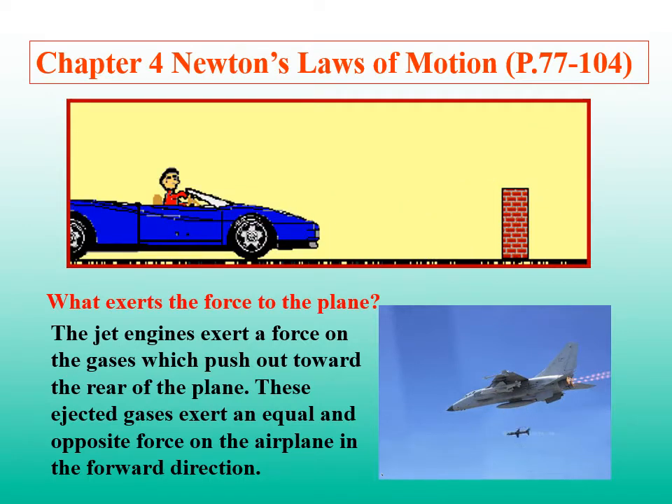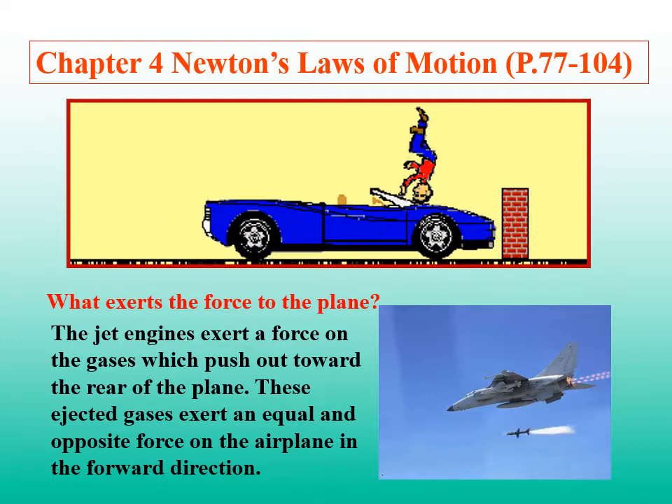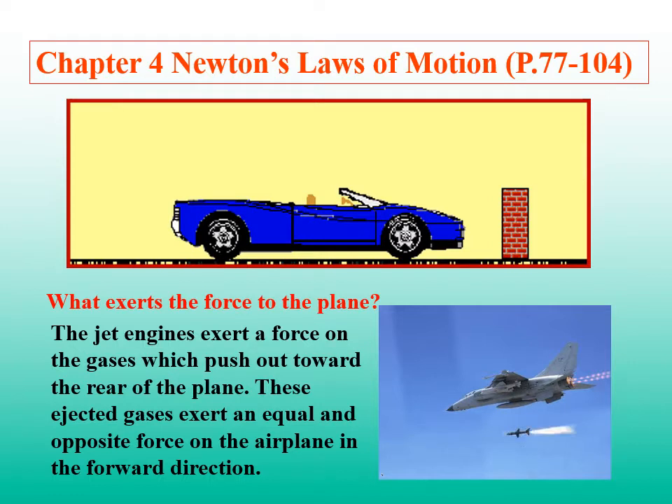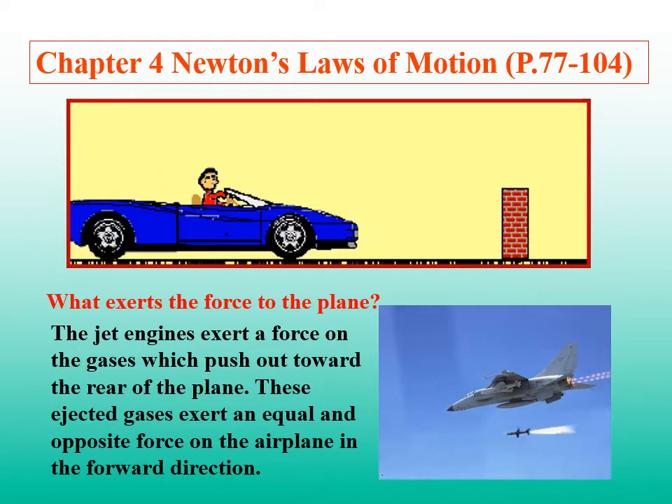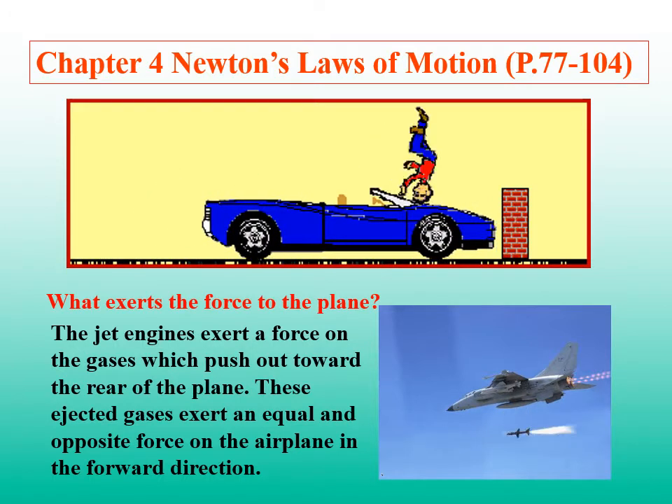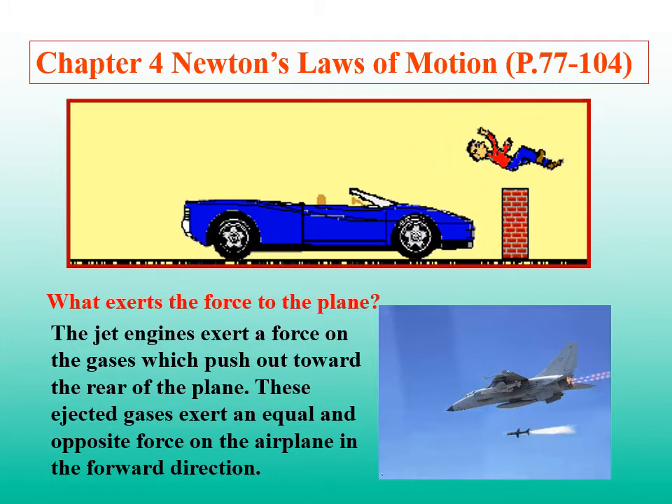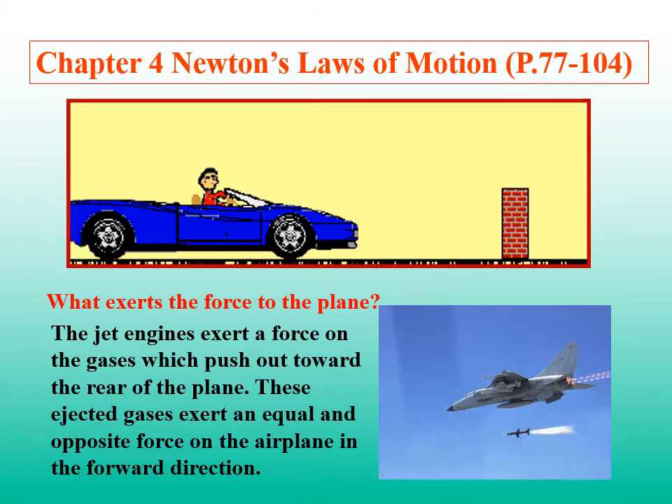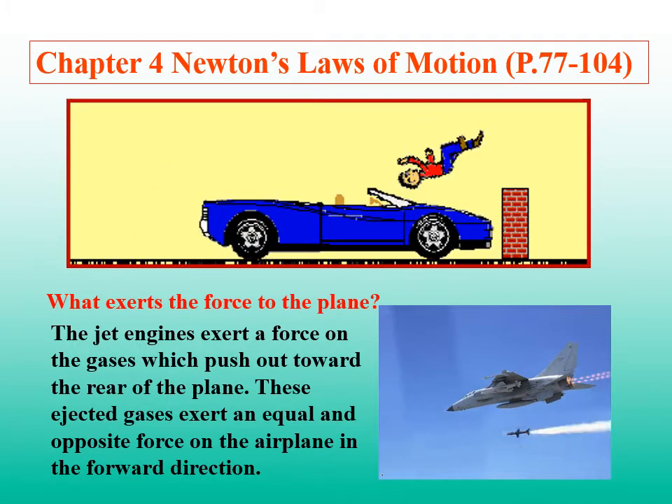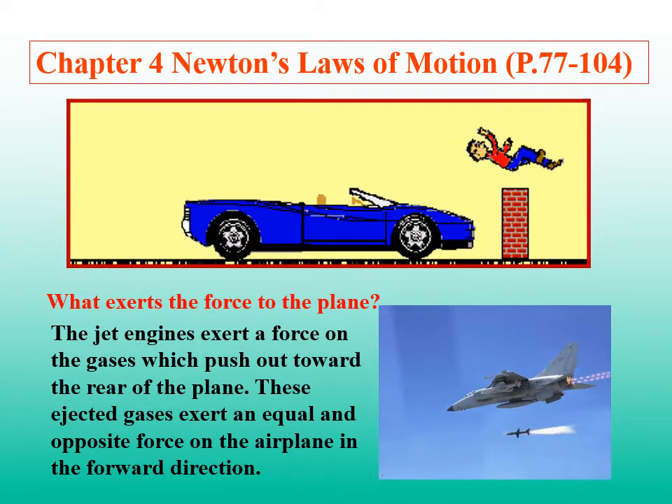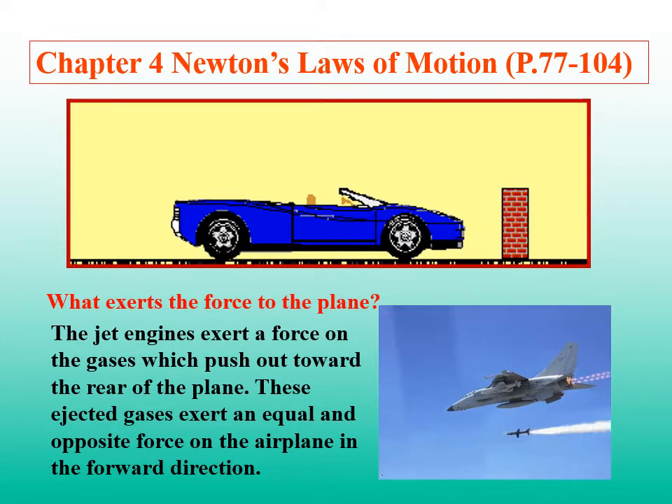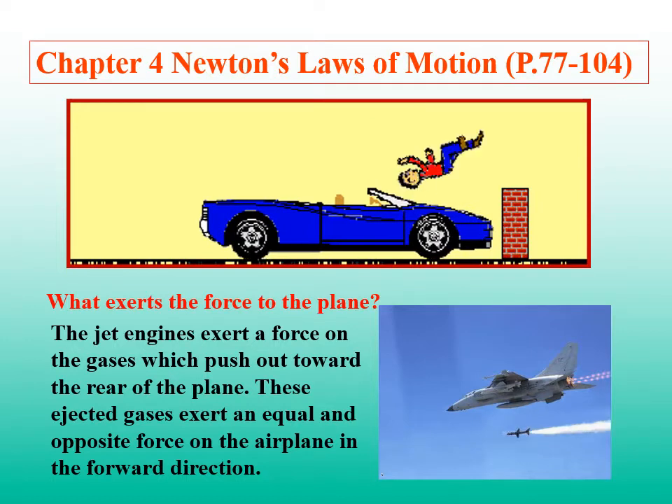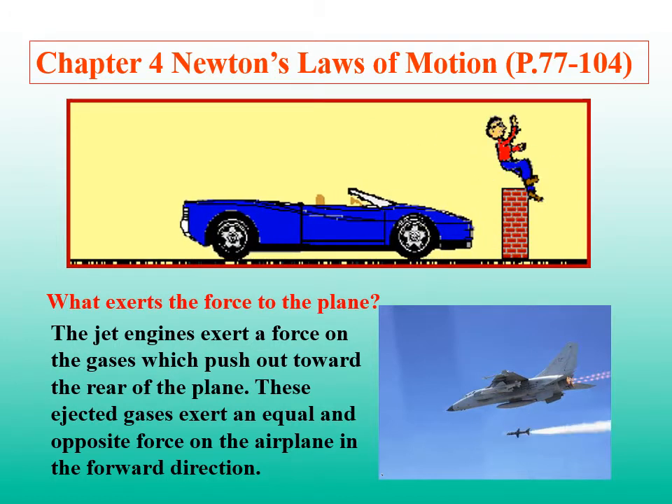Now, we should answer the question of why objects move as they do. What makes an object at rest begin to move? Why does the moon always move in an elliptical orbit and never stop? What causes an object to accelerate or decelerate? We know the answer is force. Today, we talk about Chapter 4, Newton's Laws.